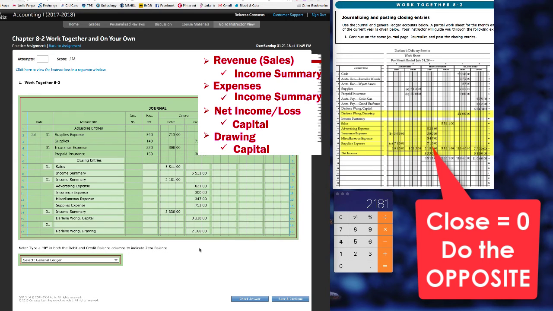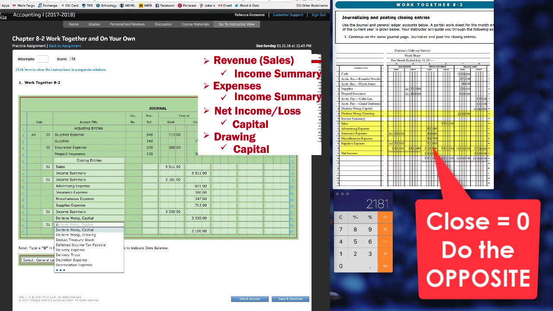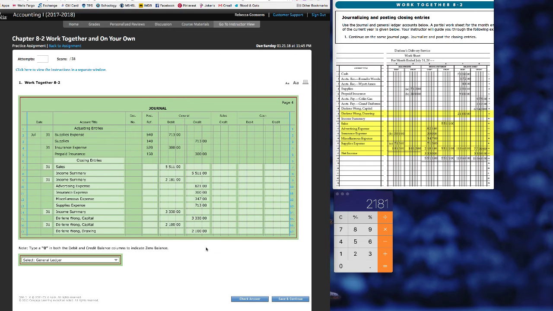And again, I had previously lumped it into capital, so that's my opposite account, Darlene Wong capital. And I need a matching debit of 2,100. So that takes care of our journalizing. And now we're going to go down and we are going to post every single one of these closing entries.